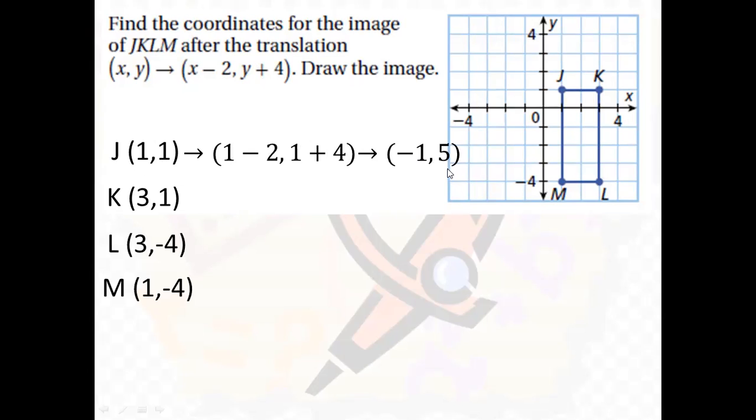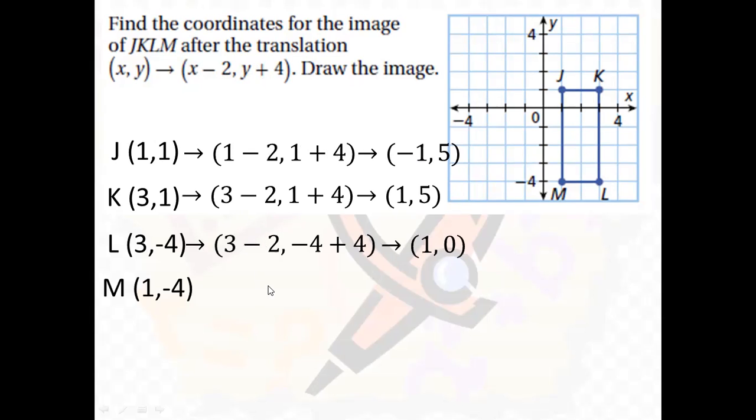1 plus 4 will give us a 5. So this is the new coordinates. That's j prime for the image. So similarly, we will do the remaining all the same. We will minus 2 from the value of x, and we will add 4 to the values of y. So when you do that, you will get these coordinates.